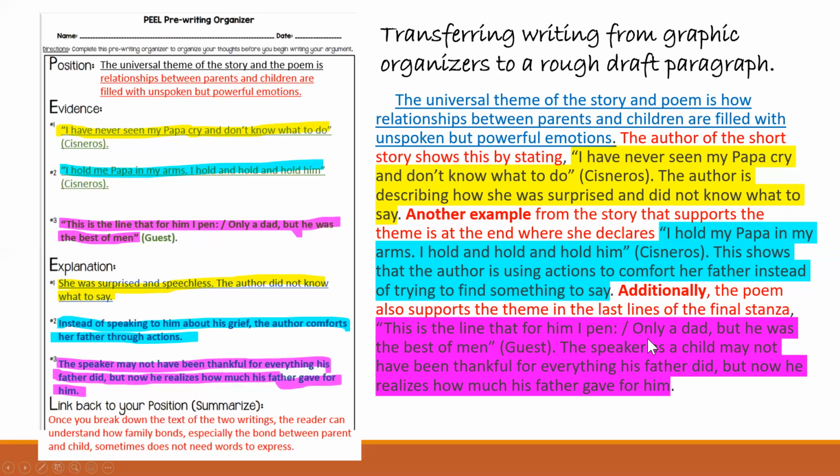It says, "This is the line for him, my pen, only a dad, but he was the best of men. The speaker as a child may not have been thankful for everything his father did, but now he realizes how much his father gave for him." This one is a little bit more like this one.